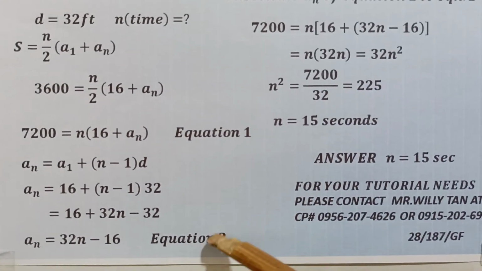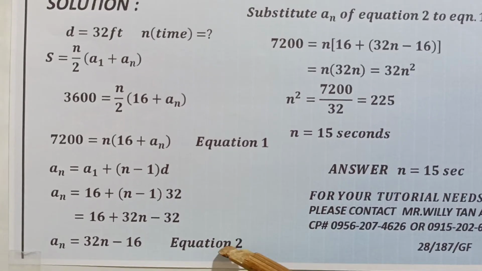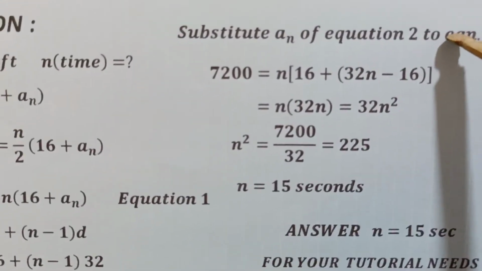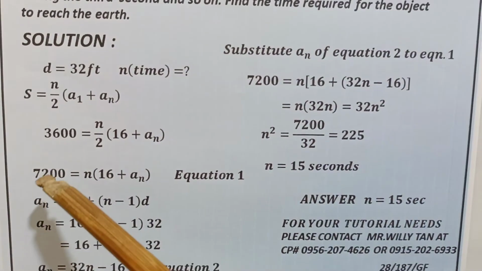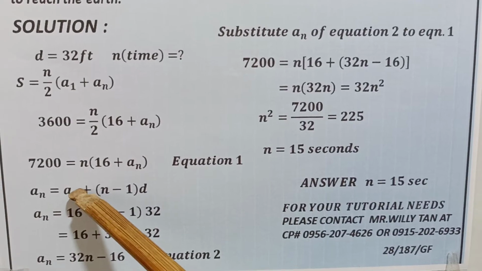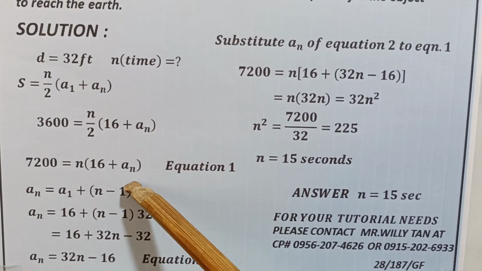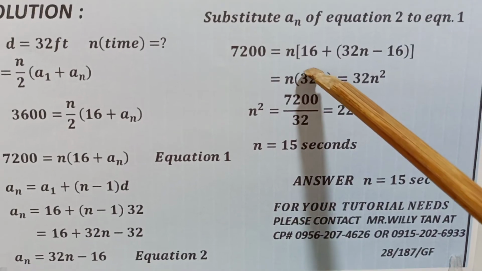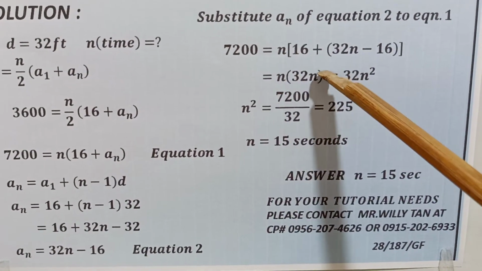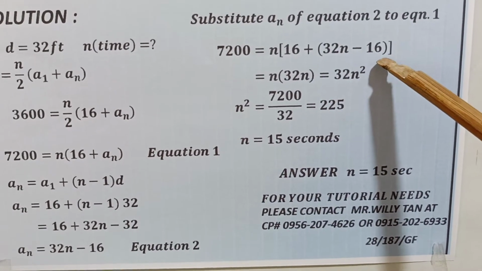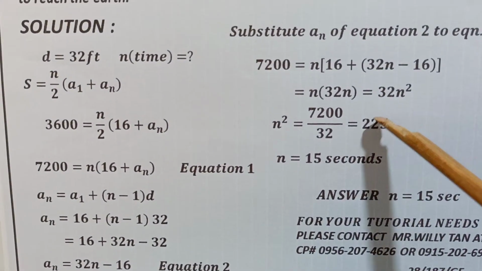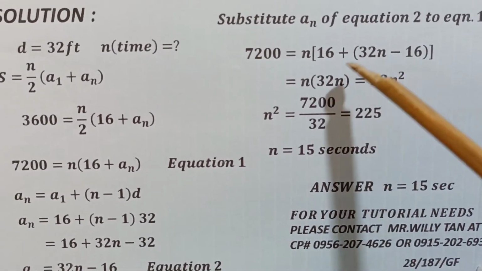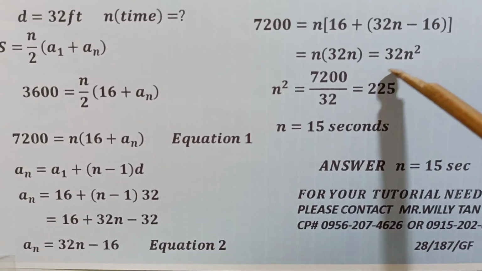Since we now have the two equations here, we can combine the two equations and solve for the unknowns, no? Substituting a sub n, the last term of equation 2, to equation 1. So equation 1 here, as we've said, is 7,200 is equal to n times quantity 16 plus a sub n. So substituting the value of a sub n here, n times the bracket 16 plus 32n minus 16. So 16 minus 16 cancels out, no? So what remains is 32n. So n times 32n is equal to 32n squared.